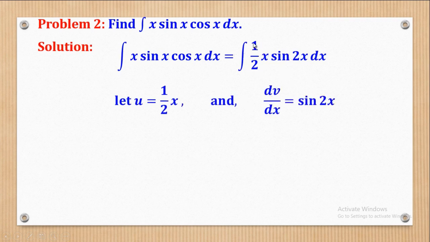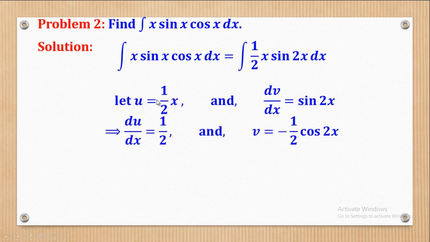So in this case, I've got a product of two functions. Now, a half x is a polynomial, and sine 2x is not a polynomial, meaning we have to use the method of integration by parts. In this case, sine 2x, the one which is not a polynomial, can easily be integrated. And also the polynomial can easily be differentiated. So you take the one which is not a polynomial to be equal to dv/dx, and the polynomial will be equal to u. So we say let u be equal to a half x, and dv/dx be equal to sine 2x.